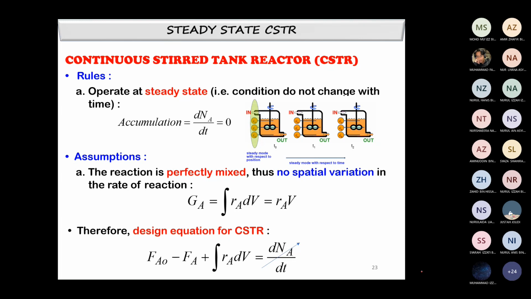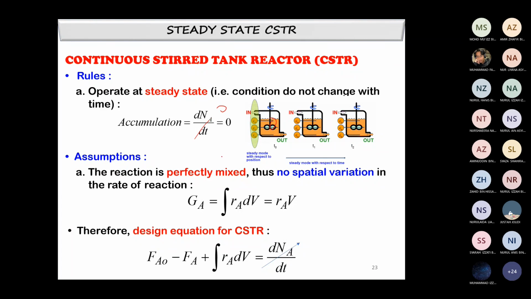So this one is a continuous stirred tank reactor, CSTR, steady state. The rule is to operate at steady state, conditions do not change with time. You can see throughout the time, the volume does not change, still remain the same. At the same time, there's a flow in and out. So the accumulation of course zero, sebab dia masuk and keluar, tak ada accumulate dalam sini. That's why it becomes zero.